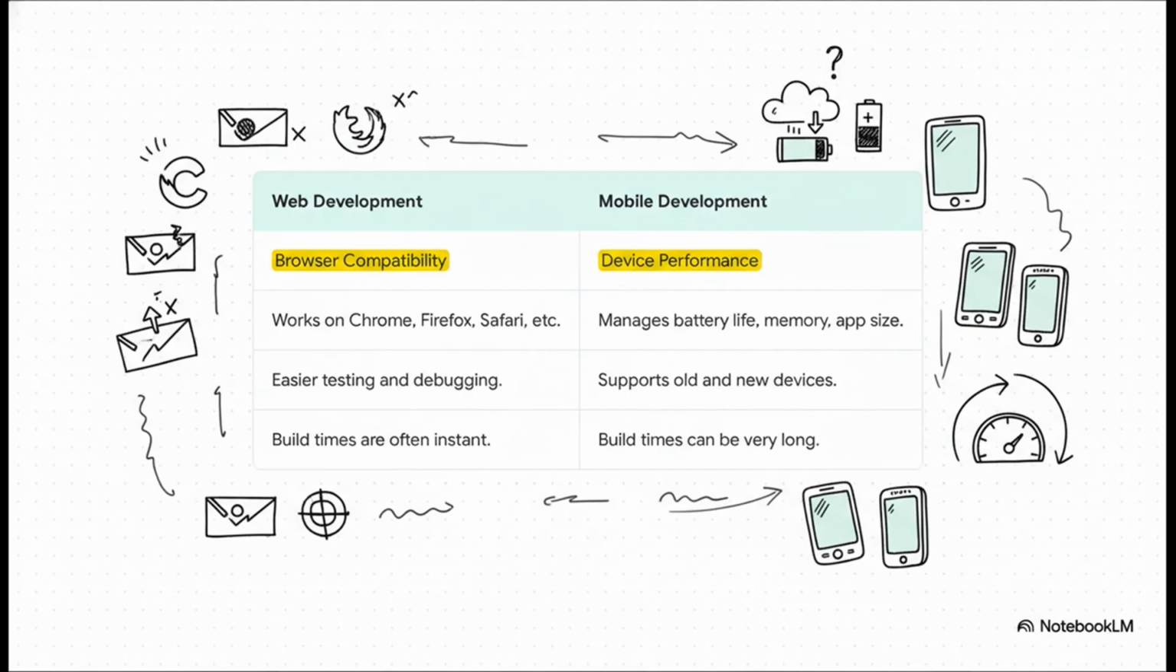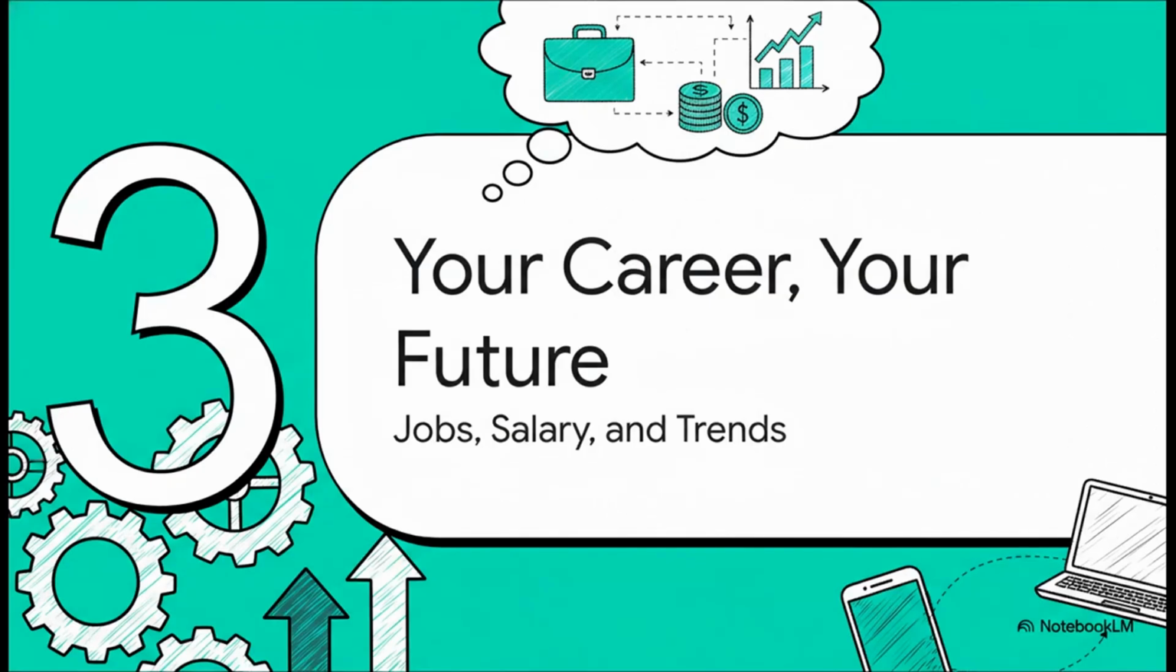Web developers, they live in constant fear of browser compatibility, making sure their beautiful site doesn't completely break on Safari or some old version of Firefox. Mobile developers, on the other hand, they are obsessed with device performance, how to stop the app from draining the battery, keeping the app size small, and making sure it runs smoothly on both a brand new iPhone and a 5-year-old Android. So how does all this stuff translate into a career, a long-term one?